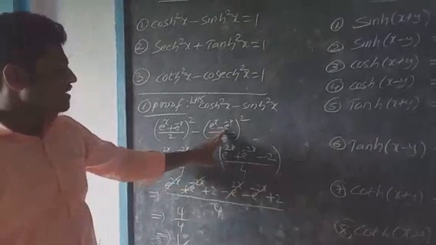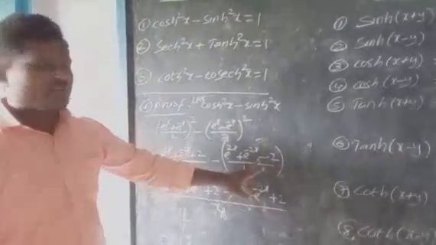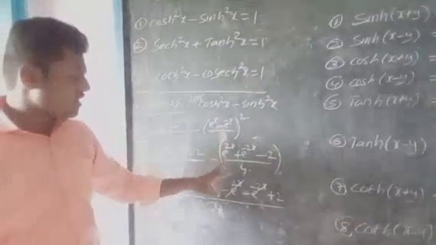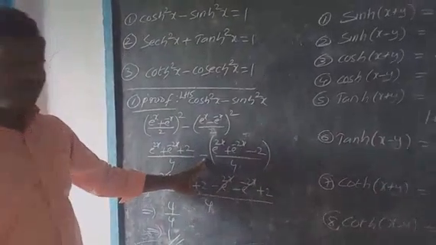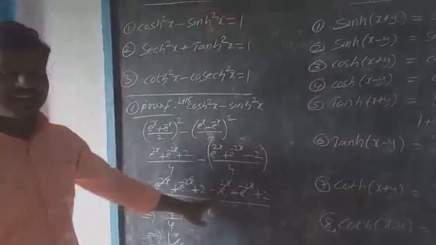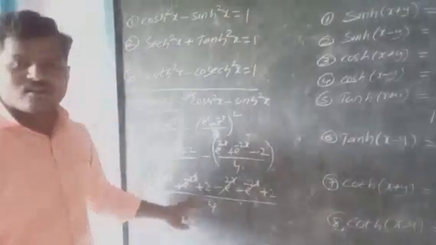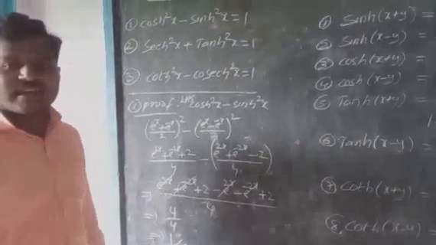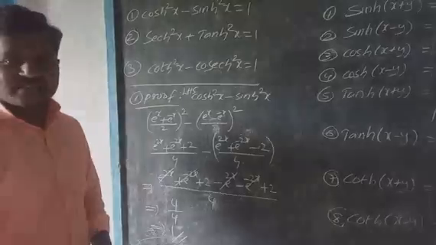Here also it is an (a minus b) whole square form: a square plus b square minus 2ab. a is e power x, b is e power minus x. e power x into e power minus x is 1, by 4. LCM is 4, and if I multiply with minus here, these terms will get cancelled. I have 4 remaining in the denominator, 4 remaining in the numerator. Both numerator and denominator get cancelled and we will get 1. Therefore, cosh square x minus sinh square x is equal to 1.